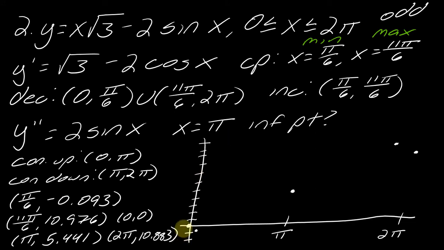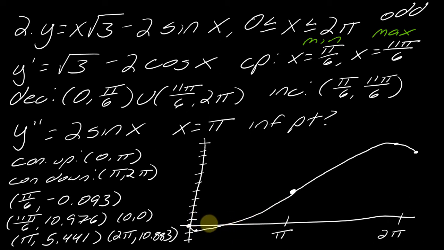Okay, so I went ahead and just did that. So there's 0, 0, there's pi over 6, negative 0.093, here's pi, 5.441, 11 pi over 6, and then 2 pi. Okay, so now from 0 to pi over 6, I need to be decreasing, and then from pi over 6 to really 11 pi over 6, I need to be increasing, and I should have an inflection point somewhere in there, and then I should be decreasing again. So let's see, does this all work out? So yes, it does, right?